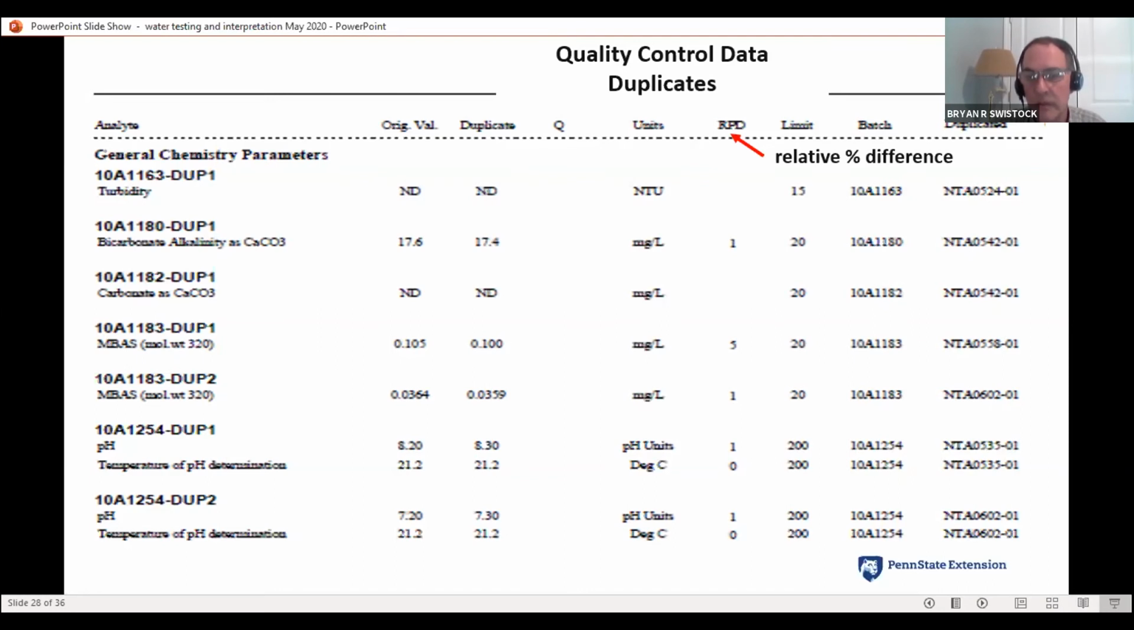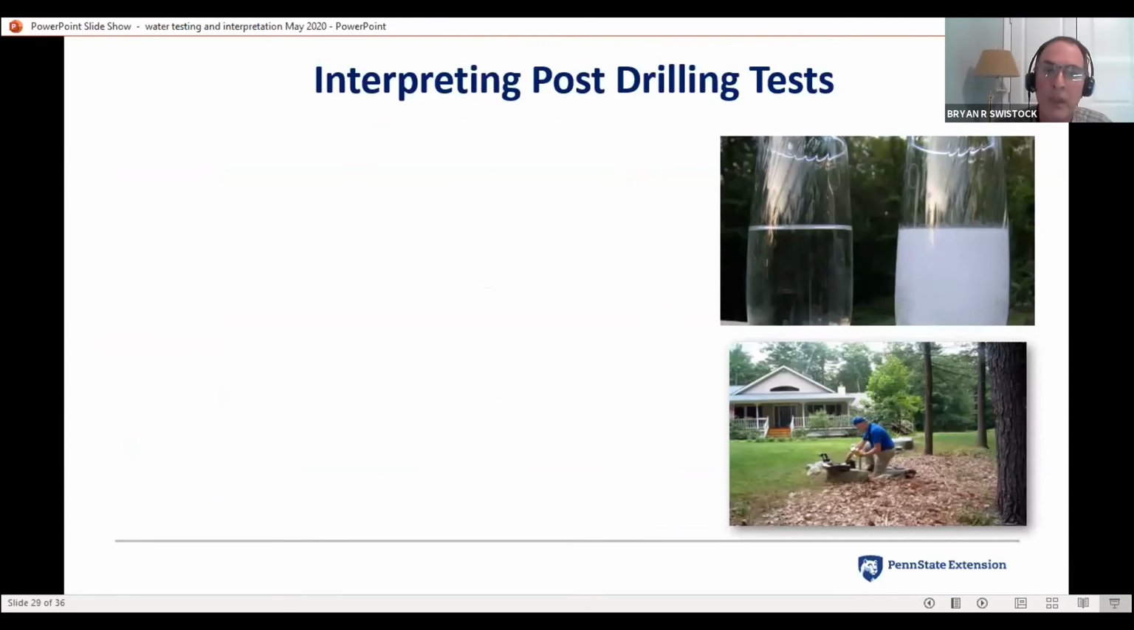And we usually look for very low percentages here, like 1 is great, 5 is very good as well, 0 is wonderful. That's where you actually have the exact same number. But less than 10% is really, really good for relative percent differences for these different water quality parameters.